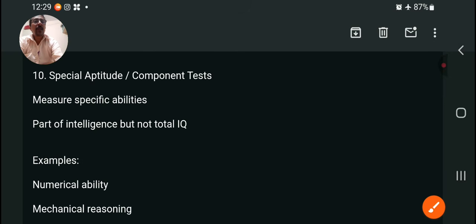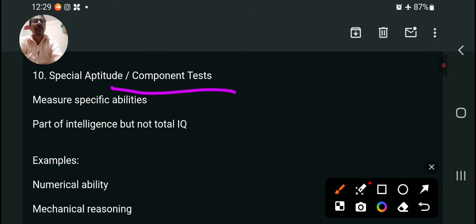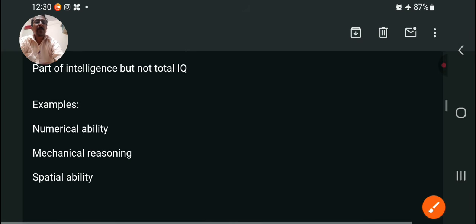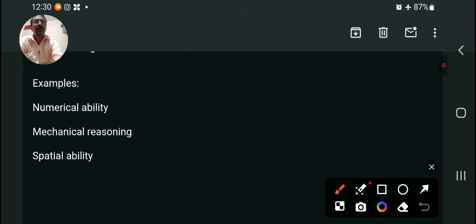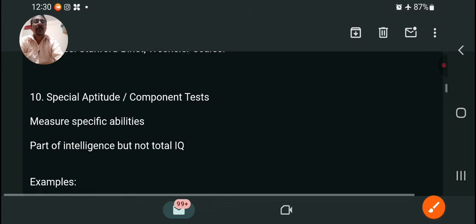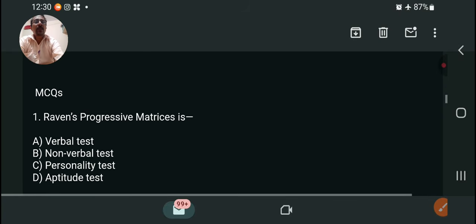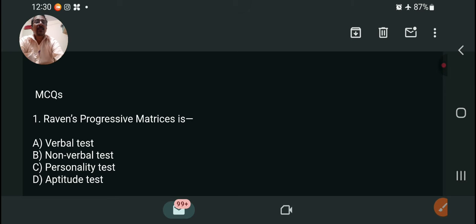Then tenth one, special aptitude or component test. It measures specific abilities, part of intelligence but not total IQ. Examples: numerical ability, mechanical reasoning. These are the examples of special aptitude tests. Now some important questions regarding intelligence tests.